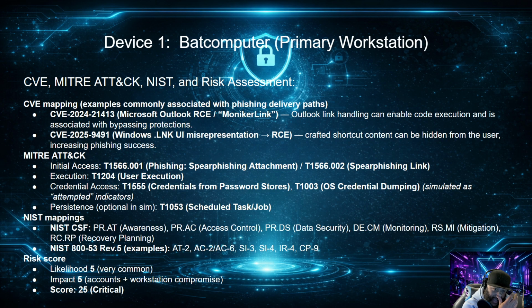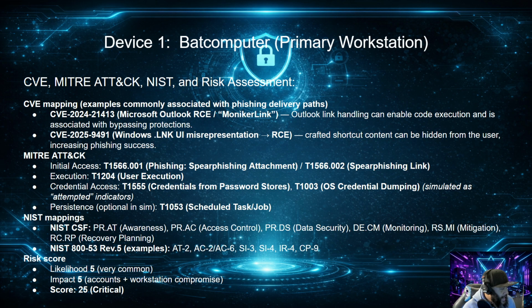All right, so the CVE, MITRE ATT&CK, NIST, and risk assessments are shown. The CVEs are some known CVEs that happen during some of these scenarios. For example, CVE-2024-21413 is the Microsoft Outlook moniker link. Outlook link handling can enable code execution associated with bypassing protections. The attack framework: initial access. Of course, it's a phishing attack because we open a bad link in an email. Then execution, credential access, and then persistence.